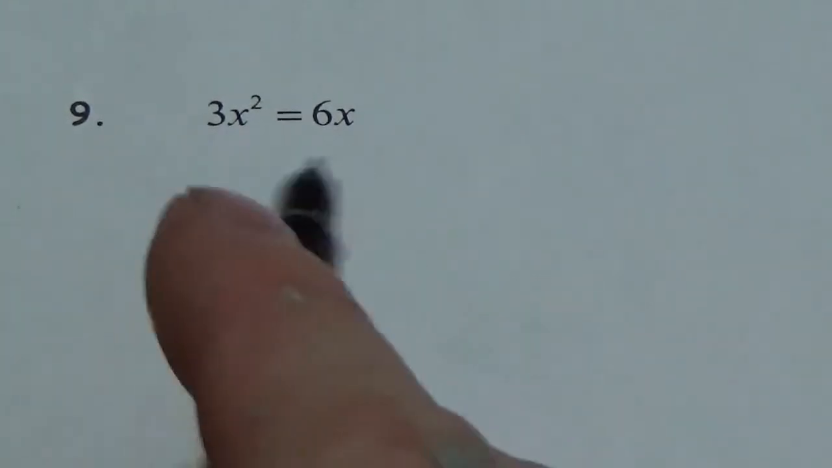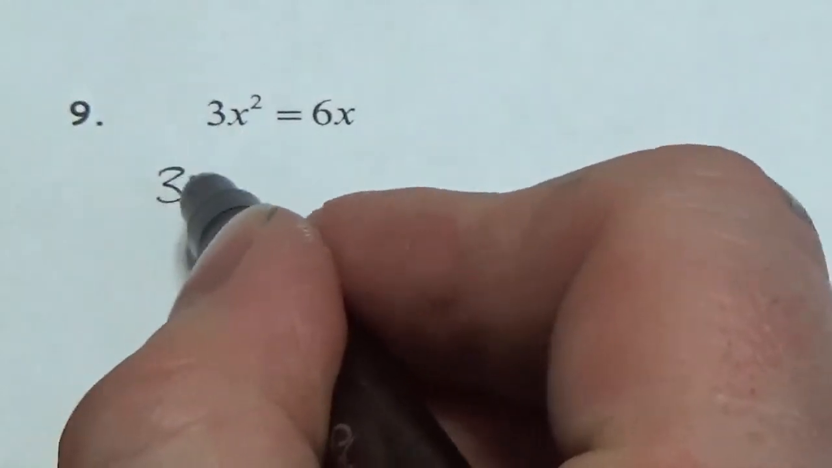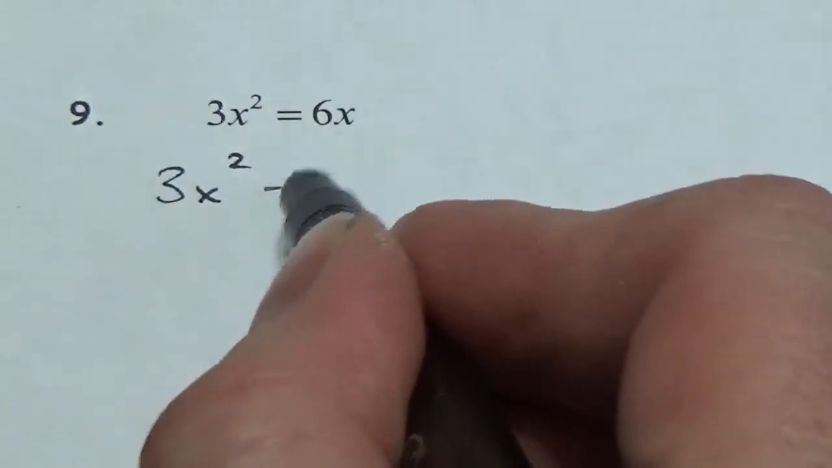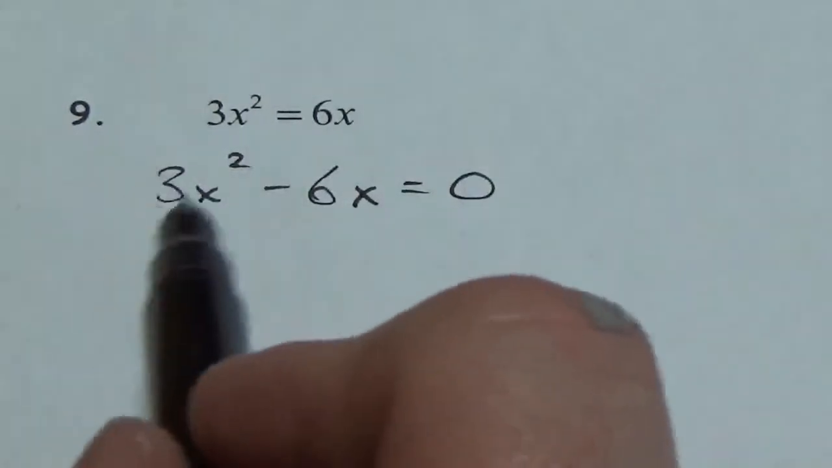Okay, now let's take a look at this one. 3x squared equals 6x. Okay, now again, the first thing I want to do is make sure that this is equal to 0. So I'm going to bring the 6x term over. I like to have the quadratic term positive here. It just makes my factoring a little bit easier if I don't have to worry about a positive or a negative here.